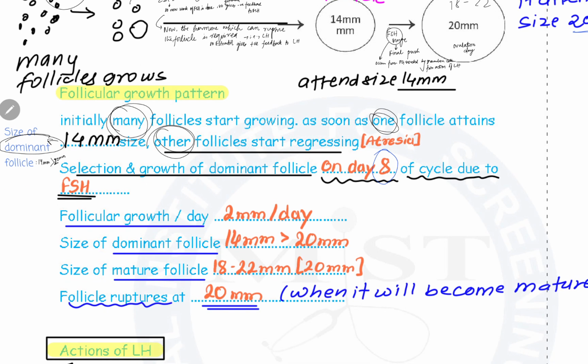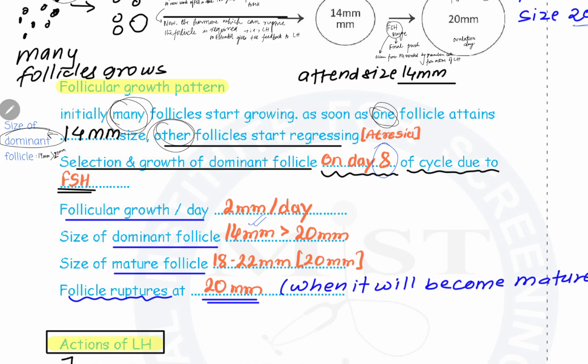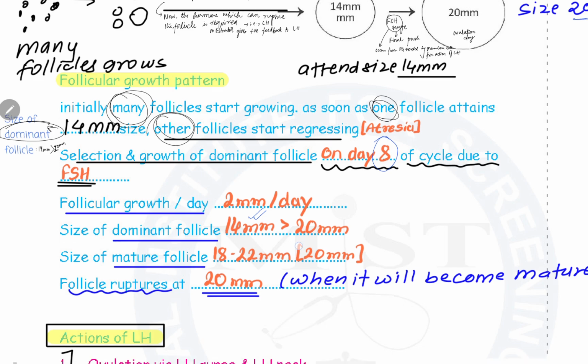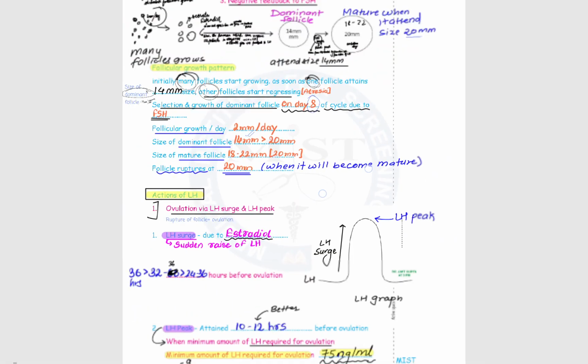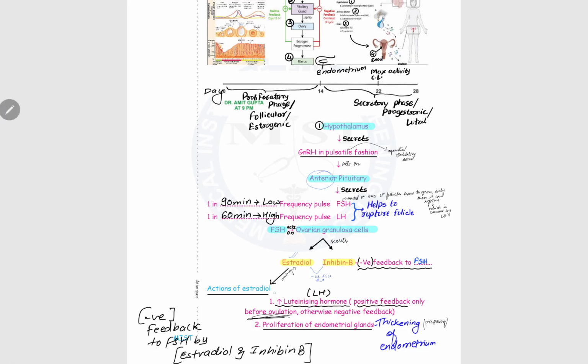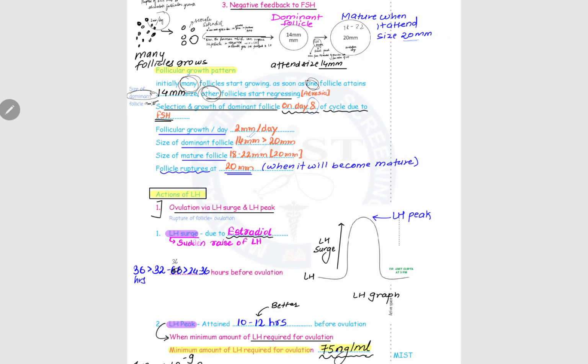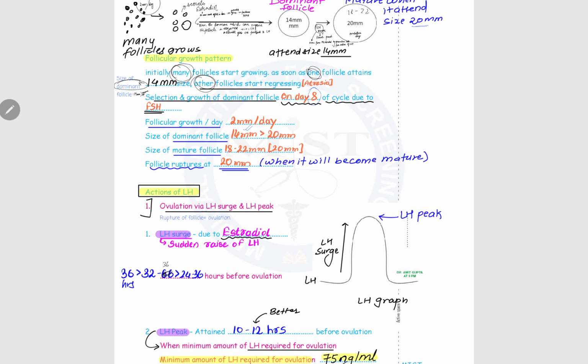Now, follicular growth per day is 2 mm per day. The size of the dominant follicle is 14 mm. Sometimes people can think it's not 14 mm, but it is the best option for the size of the dominant follicle. The mature follicle is 20 mm. The follicle ruptures at 20 mm when it has become mature, right? Now, actions of LH. Estradiol was giving positive feedback to LH, right? So ovulation occurs by the LH surge and LH peak. Rupture of the follicle is known as ovulation.